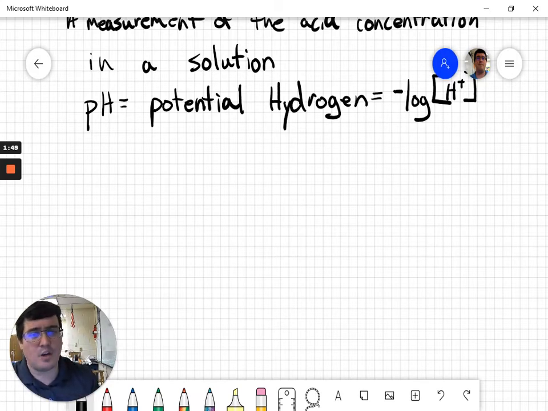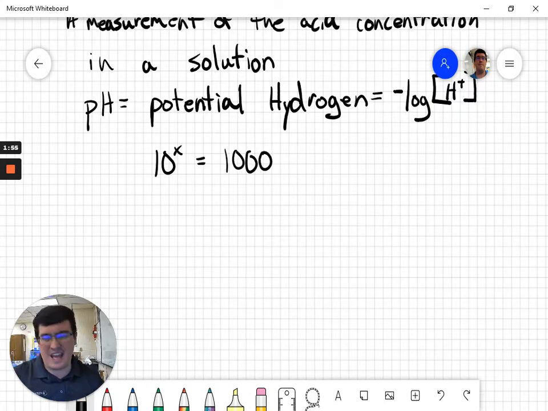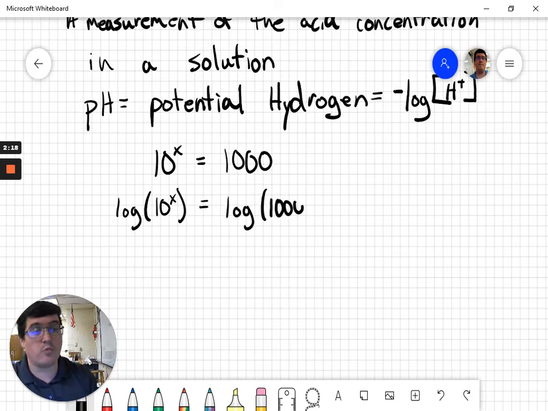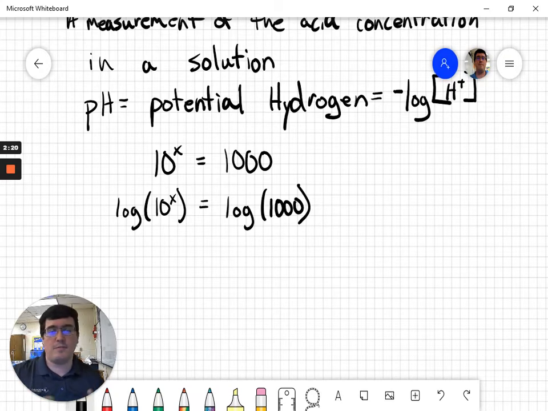If I have an equation like 10 to the x equals 1,000, and I need to find out what x is, I could start plugging in numbers and guess and check that way, or I can use logarithms. The rule for a logarithm here is if I take the log of 10 to the x equals, well, anything I do to one side, I have to do to the other side, the log of 1,000. You're like, great, I've made this mathematical problem even more difficult.